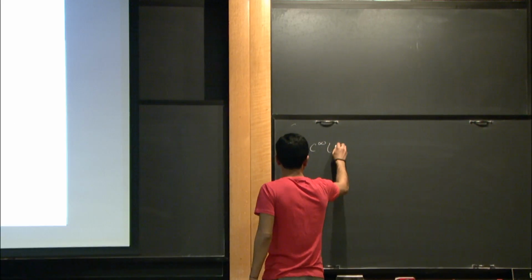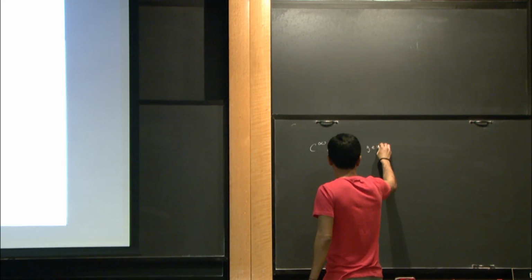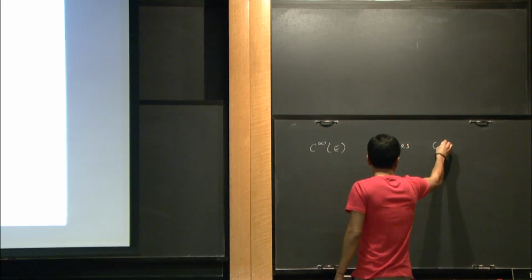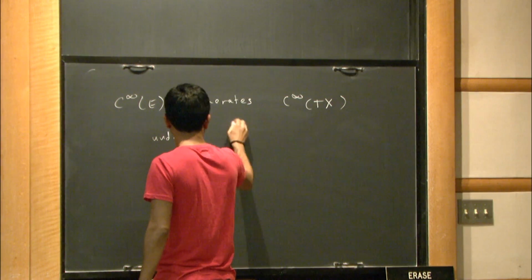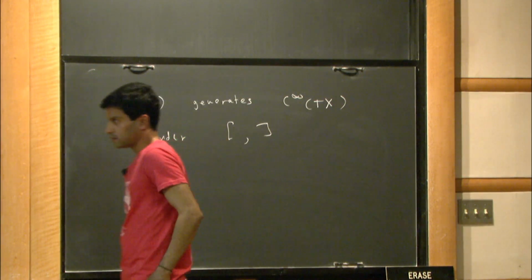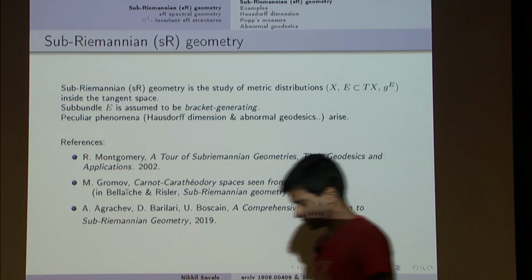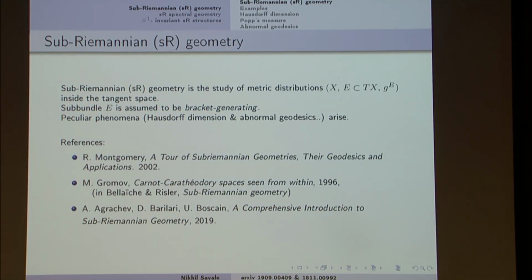So if you look at C infinity of E, this generates all sections, all vector fields, under the Lie bracket. Okay, I will explain why this hypothesis is important, what it buys you. It turns out under this hypothesis you can do a lot of geometry, just like Riemannian geometry. However, there are peculiar phenomena that arise. There's a weird dimension called the Hausdorff dimension, which comes up, and there's weird kinds of geodesics called abnormal geodesics, which also arise. I will explain both of these phenomena as I move along.